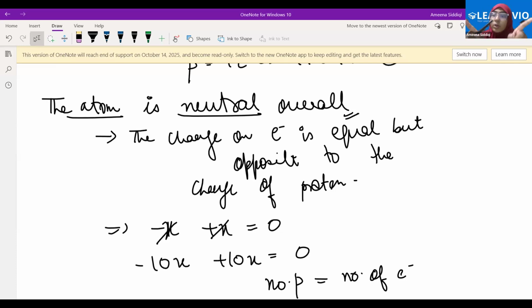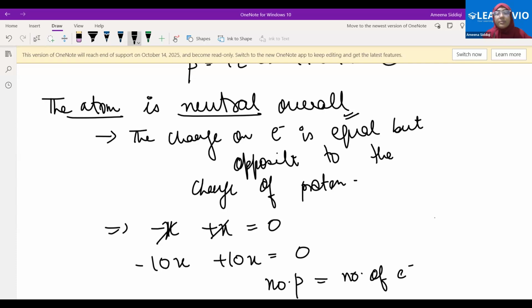Now, if the atom is overall neutral, what does that indicate? That indicates if there are positive charges and negative charges, there should be an equal number of positive and negative charges which are able to neutralize each other, right? Yes or no? No answer? Bethel, camera on.